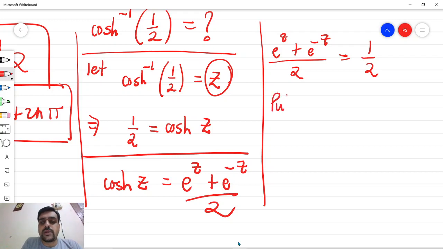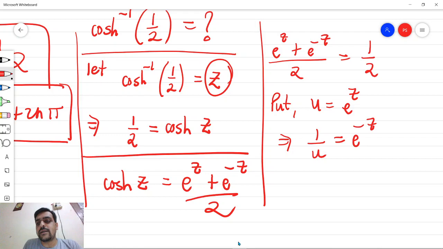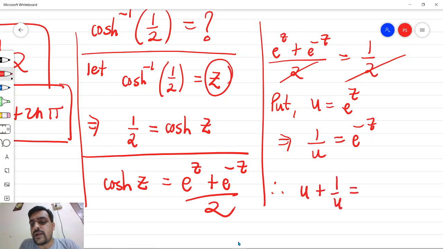Now we will put u as e raised to z, which will also give us 1 upon u equal to e raised to minus z. So the 2 in the denominators on both sides will cancel each other, and we get u plus 1 upon u is equal to 1.